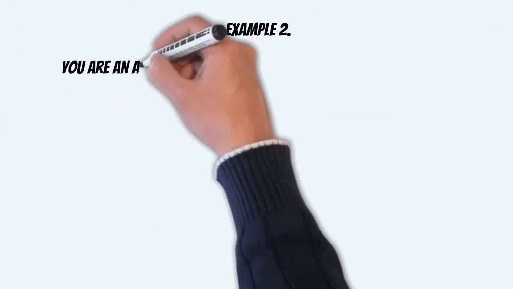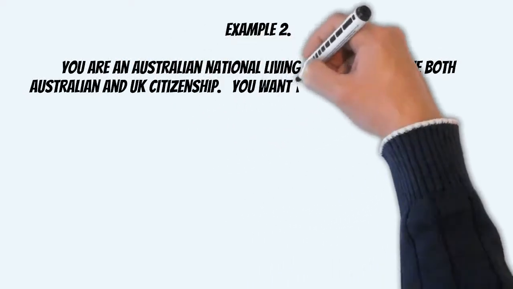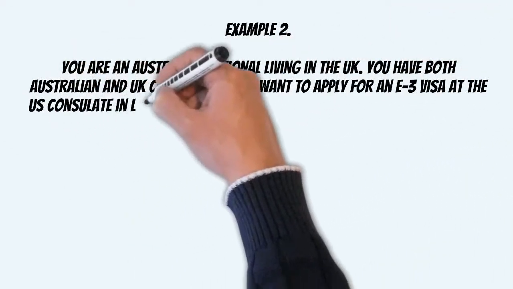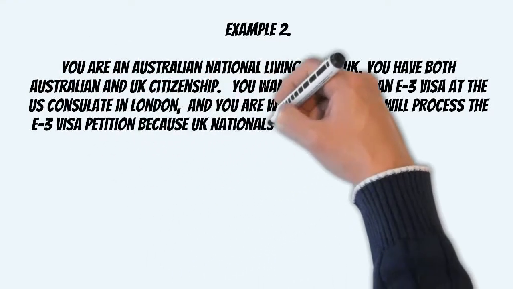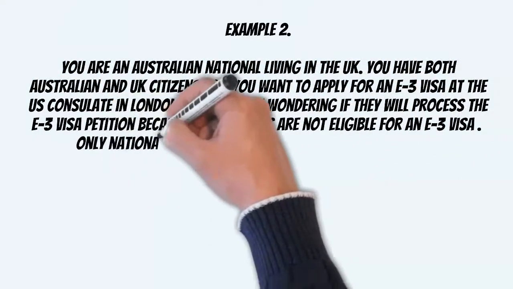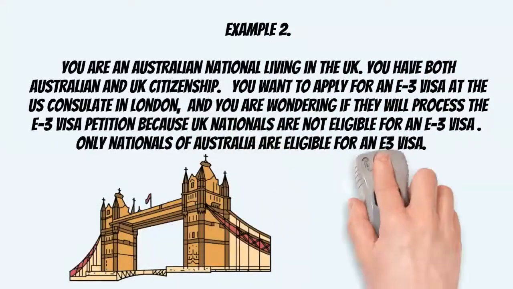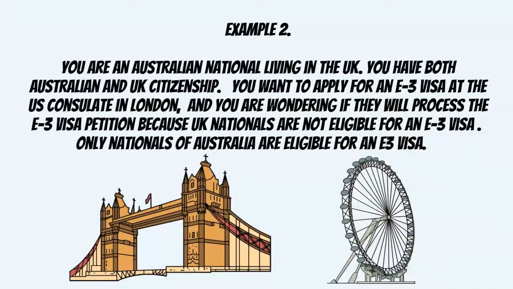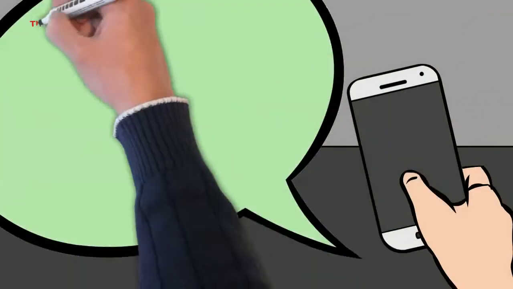Example 2. You are an Australian national living in the UK. You have both Australian and UK citizenship. You want to apply for an E3 visa at the US consulate in London, and you are wondering if they will process the E3 visa petition because UK nationals are not eligible for an E3 visa. Only nationals of Australia are eligible for an E3 visa. This is an example of applying for an E3 visa outside Australia.